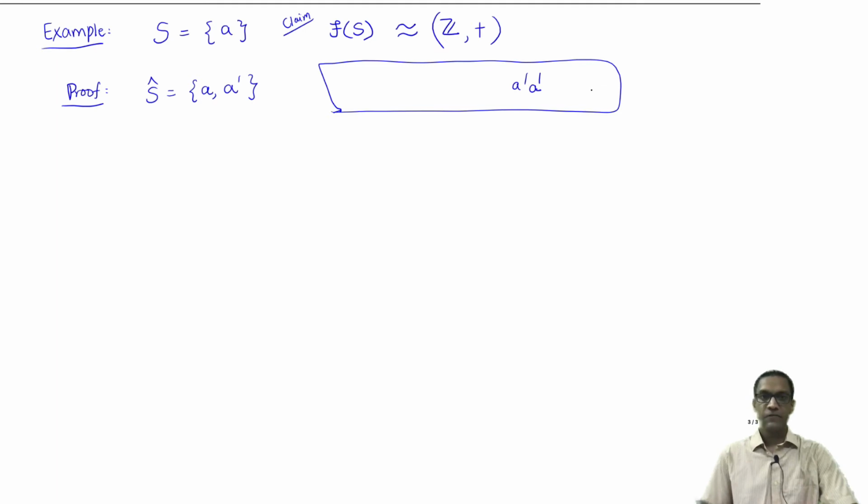And finally, after you have done this process as many times as you can, you will find that the word that you finally get has only A's or has only A primes. It has some number of A's or some number of A primes. And that number of A's that you are left with is really the integer that we are going to map that word to.